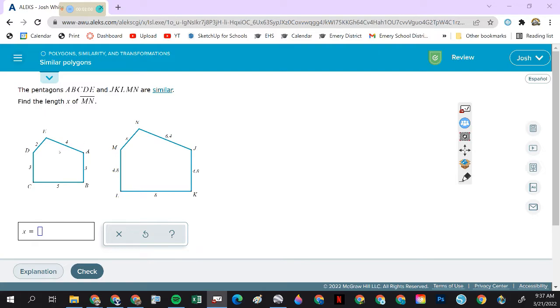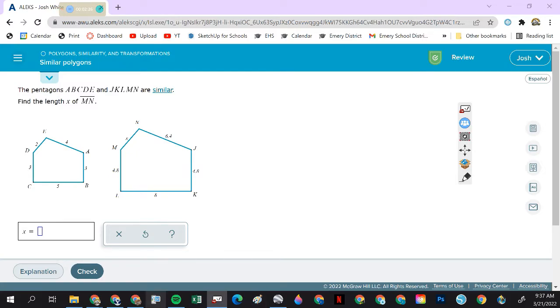Okay, so what is the ratio here? Well, we want to find what x is, this side right here. So we pick any side, it doesn't matter. And I like to do big side divided by little side. So 8 divided by 5 is going to be 1.6.